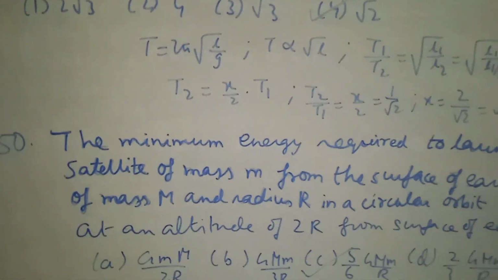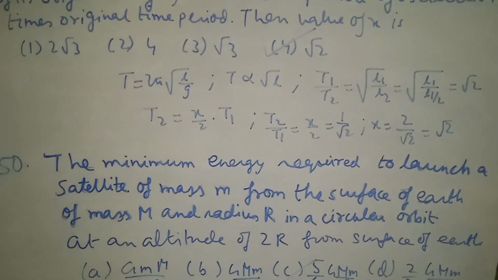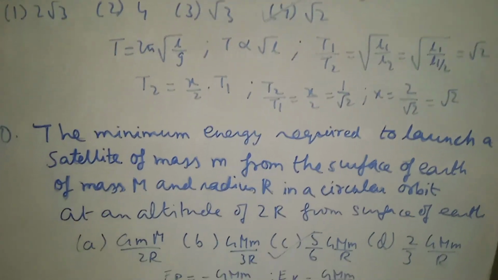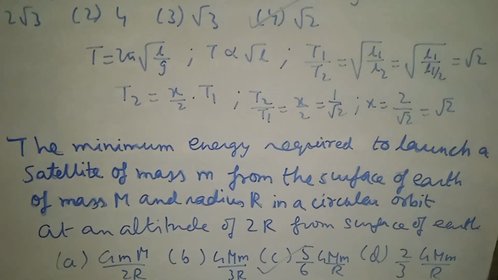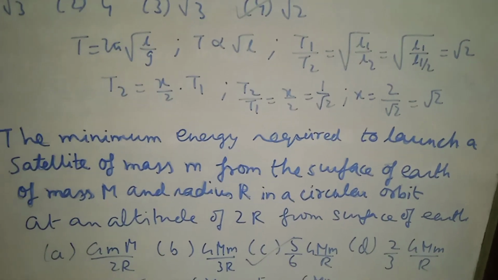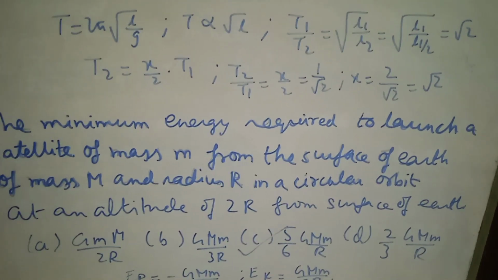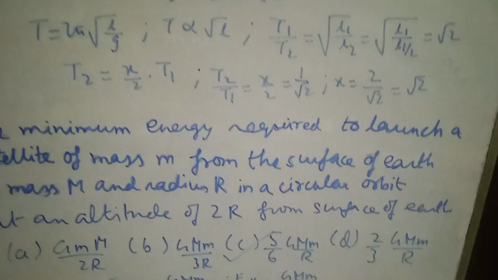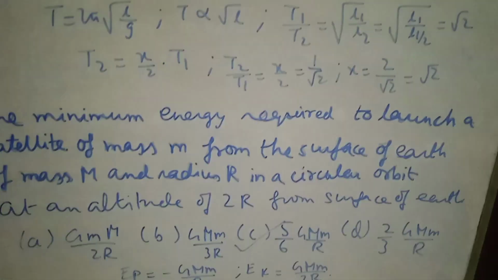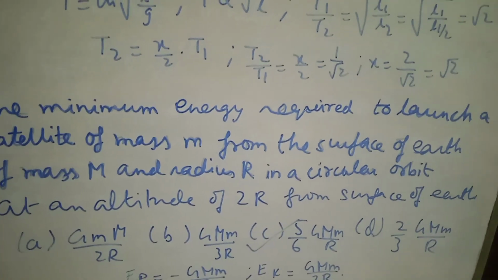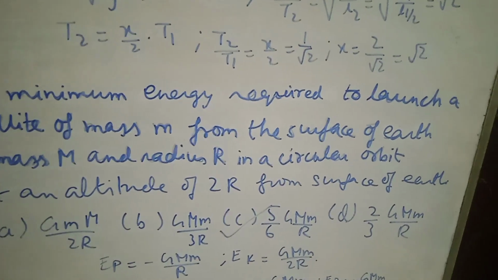Last, this question, number 50. The minimum energy required to launch a satellite of mass m from the surface of the earth of mass big M and radius big R in a circular orbit at an altitude of 2R from the surface of the earth is: A, G big M small m by 2R; B, G big M small m by 3R; C, 5/6 of G big M small m by R; D, 2/3 of G big M small m by R. Now we know potential energy equals minus GMm by r and KE equals GMm by 2r.